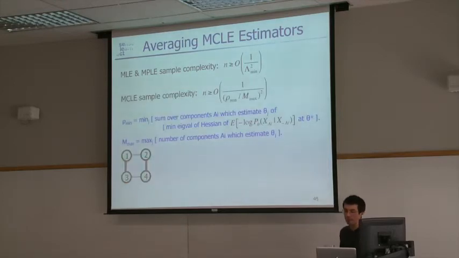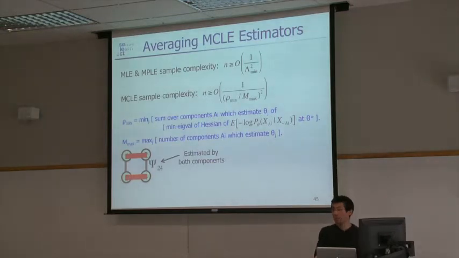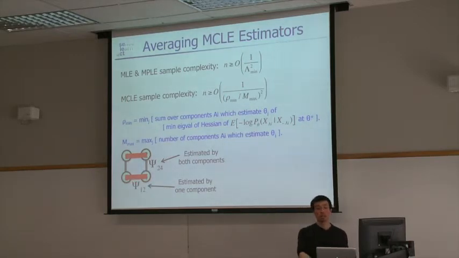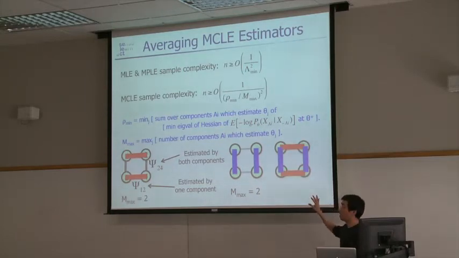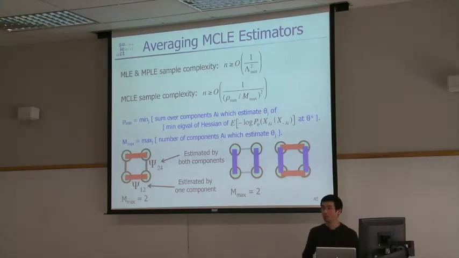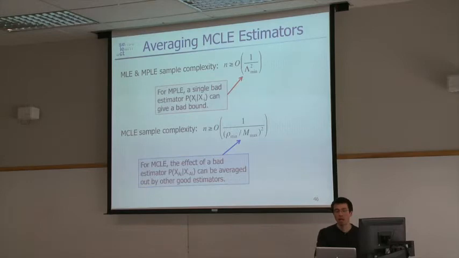So to see what I mean, if you have, say, this very simple grid and use a maximum composite likelihood estimator, which just has these two components, then you can see that this factor is estimated by both components, since it touches both. But this factor is only estimated by 1. And in this case, in max, the number of components estimating a particular parameter, the maximum of that is 2. Similarly here, you could choose components going in a different direction. But you could also think of combining these so that you kind of average the effect of having these two different types of estimators.